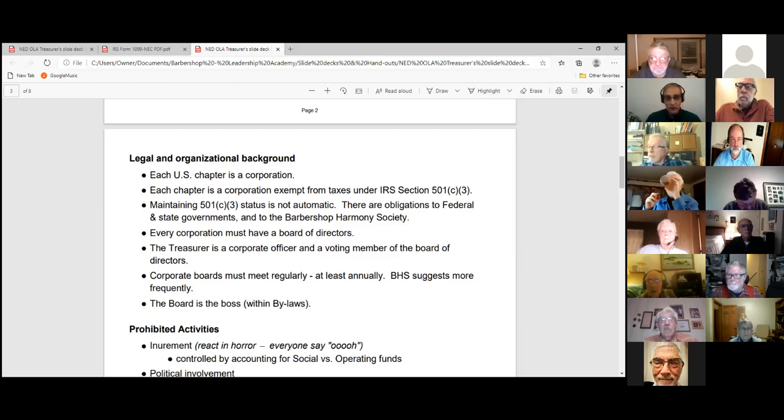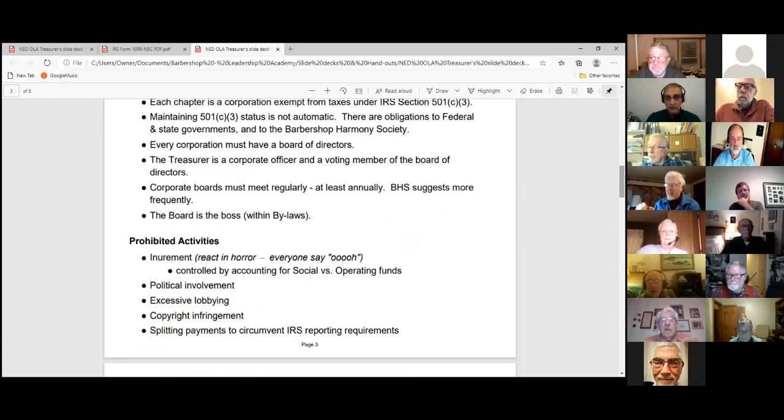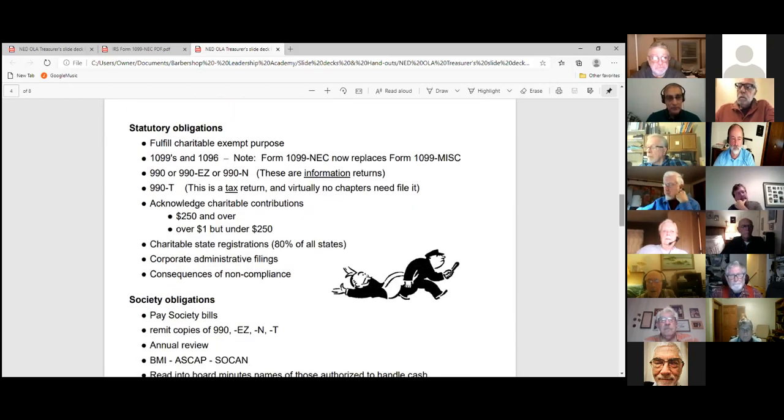Let's keep going down a little bit here. Okay, Form 1096 is a summary of all your 1099s. The 1099 and the 1096 are both due January 31st. I just was looking through the instructions today for 1099 NEC, and it says February 1st, but you know, it's around January 31st, February 1st.